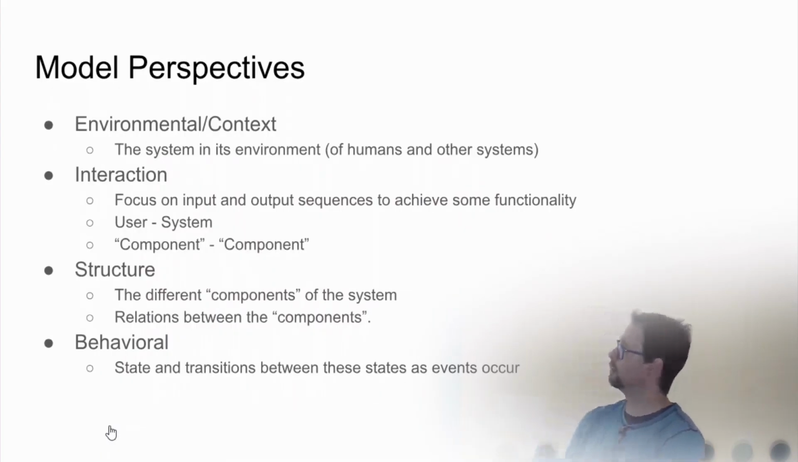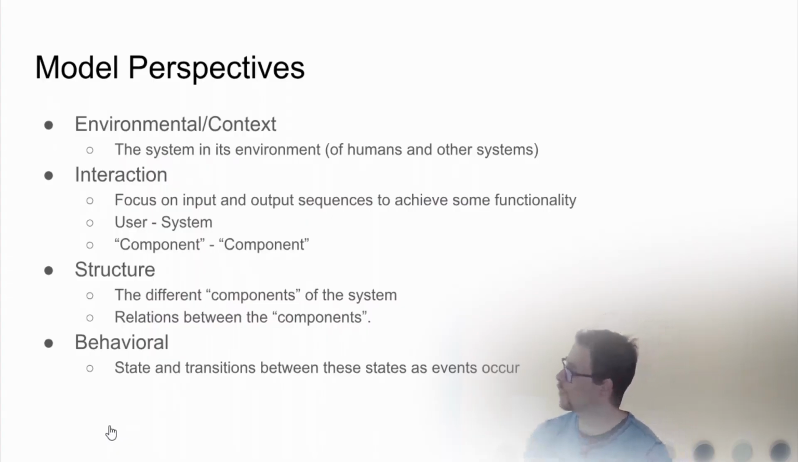So in the book he talks about 4 model perspectives. The first perspective is to put the system in a context. That is, what other systems do we communicate with? Do we rely on? What other systems rely on us? What people rely on us? What people use our system?